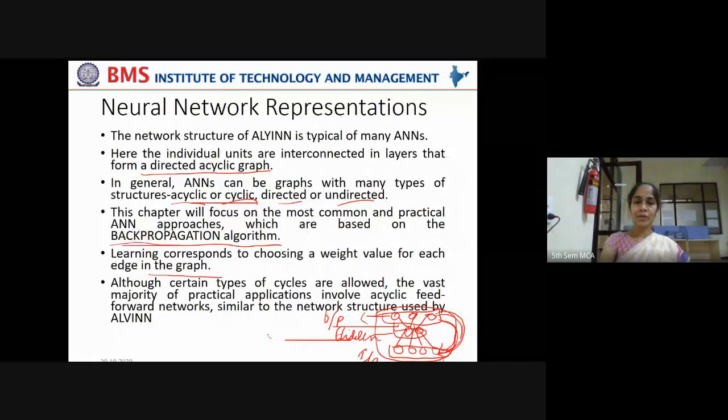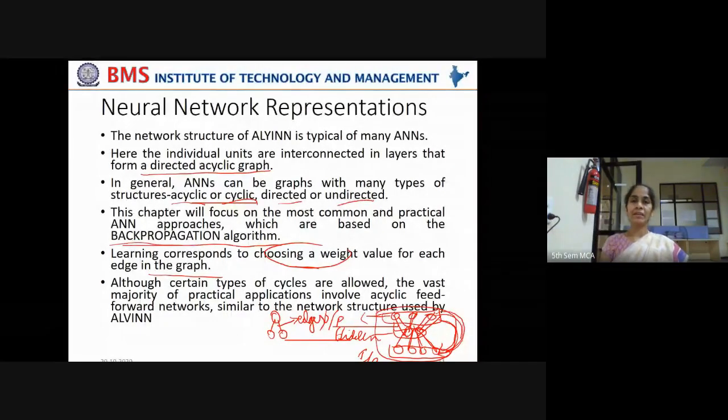See, whenever a neural network has an architecture like this, these are called edges. Every edge will have a weight. Every edge in the neural network will have a weight. Now, learning a neural network means that a model is using a neural network to learn something. Learning corresponds to choosing a weight value for each edge in the graph. Now for every edge in this graph, a weight will be assigned by learning from the training examples, right?